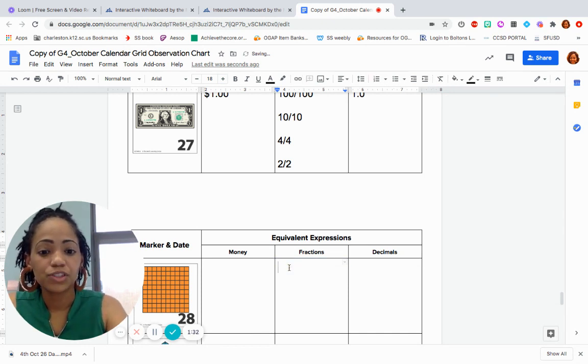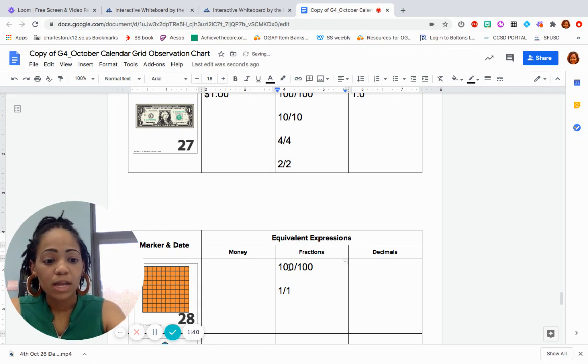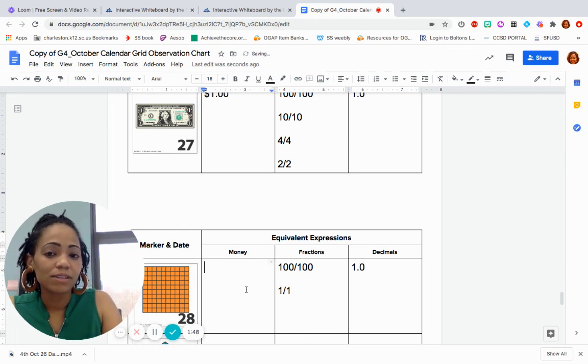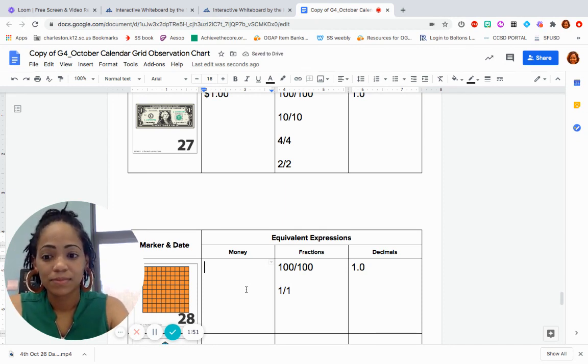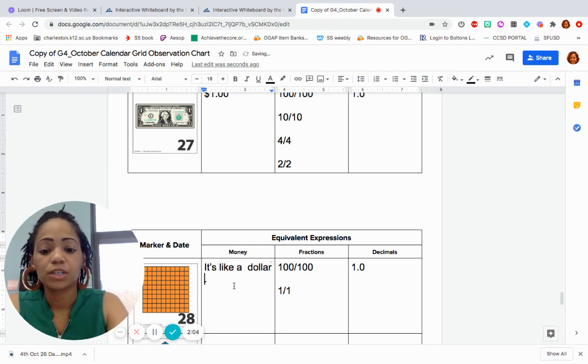So I can put 100 over 100 because it's 100 tiny squares in the whole thing. I can just put 1 over 1 because it's one whole, right? And that's easy. We can write that as a decimal very easily. So how does this then relate to money? Yeah, it's like $1. It's also worth 100 cents. And let me write that the right way, which is worth 100 cents.